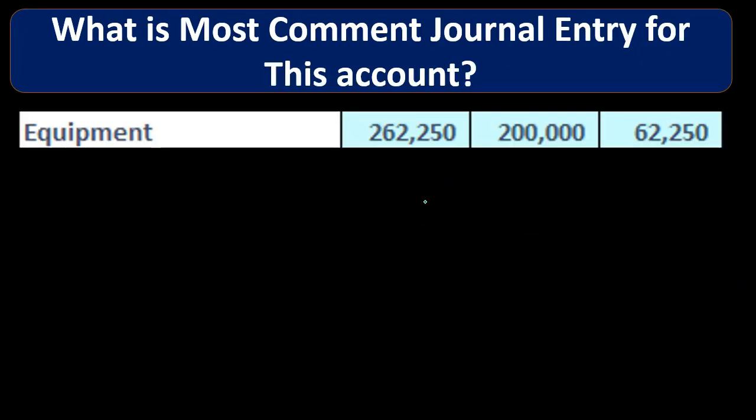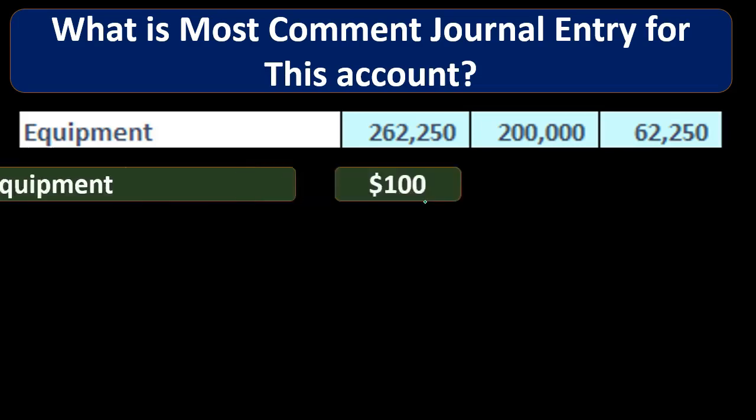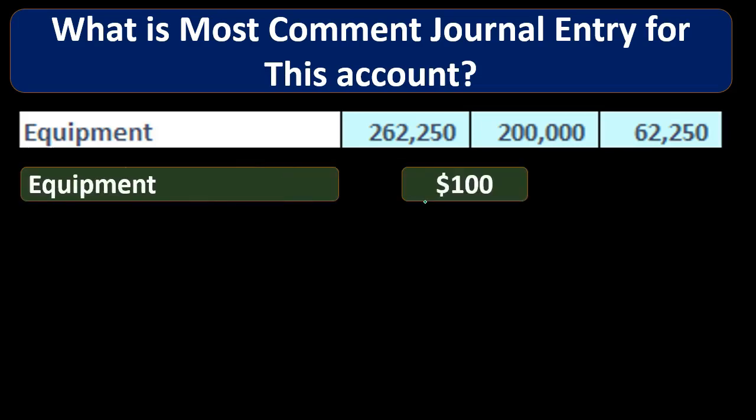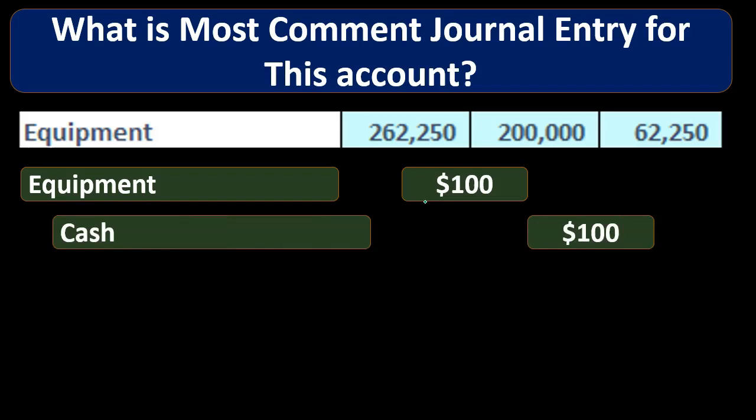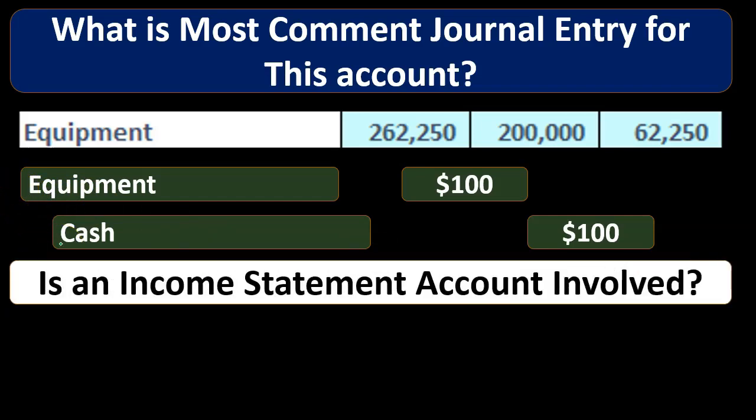Well, if we think about the journal entry for equipment, then if we buy equipment, we're going to debit equipment and credit cash, and possibly credit like a note payable, some type of financing. But if we paid cash for it, this would be the most simplified journal entry. Even if we had a note, there'd be no part of it that would be on the income statement. One asset went up, the other asset is going down. So therefore, is an income statement account involved?